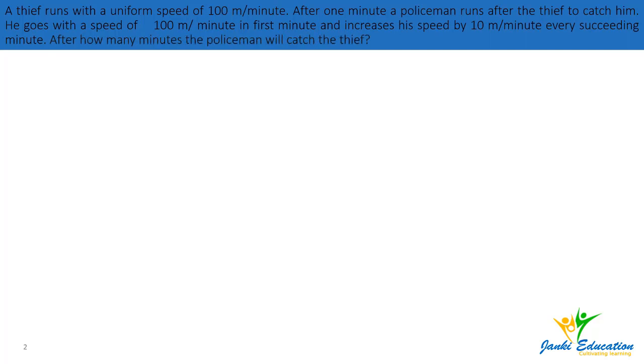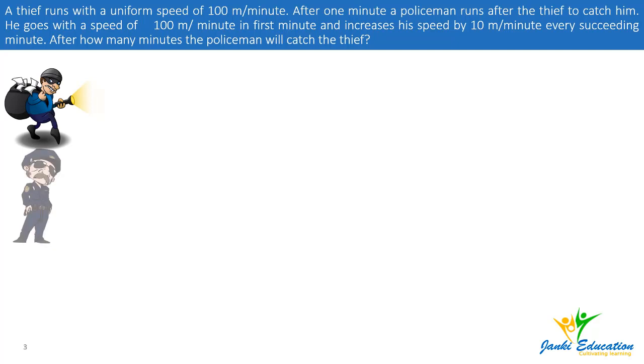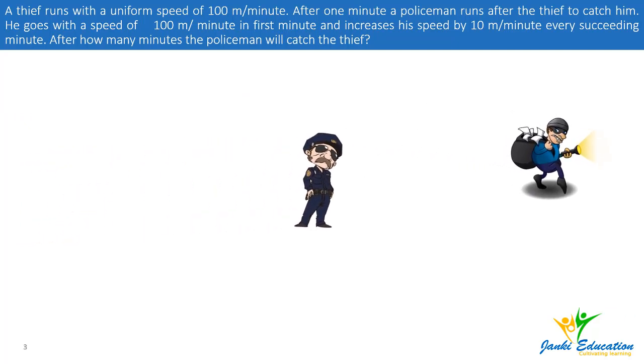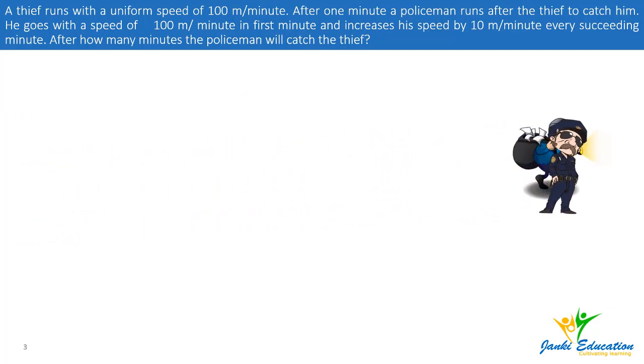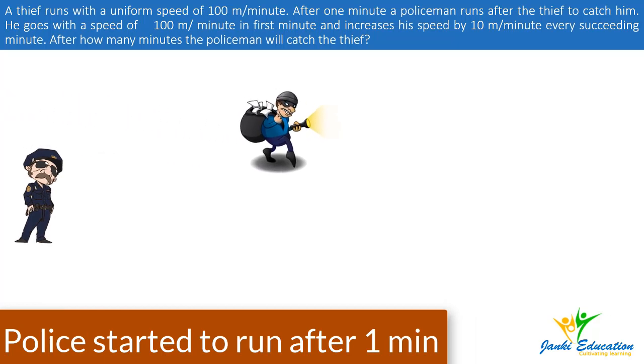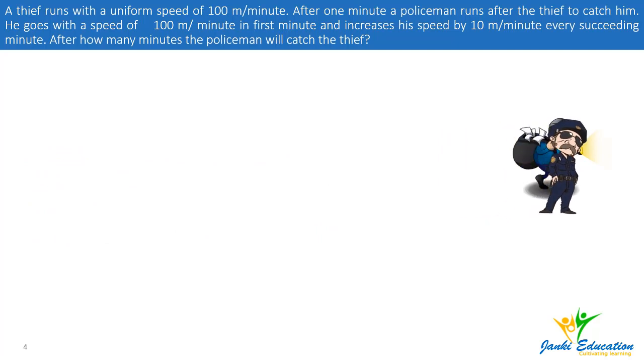So if you visualize this question, you can see there is one thief and there is one policeman. The thief runs at a speed of 100 meters per minute and the police runs at 100 meters per minute, and ultimately catches the thief. But if you look carefully, the thief has started running, and after 1 minute the police starts running. And the policeman caught the thief.